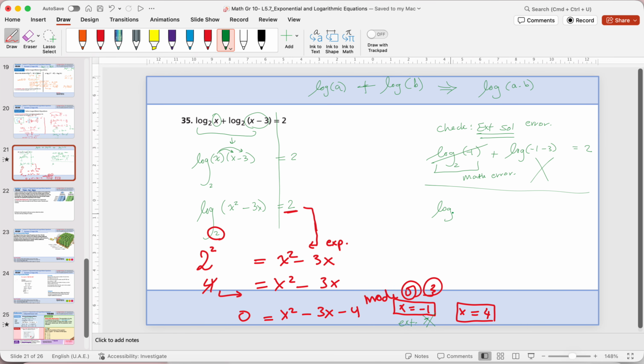Take again log of 4 plus, by the way, I'm not coming up with this, I'm just taking the equation. Instead of x, I'm substituting 4. Now put this in the calculator. Log base 2 of 4 is, I think, 2.